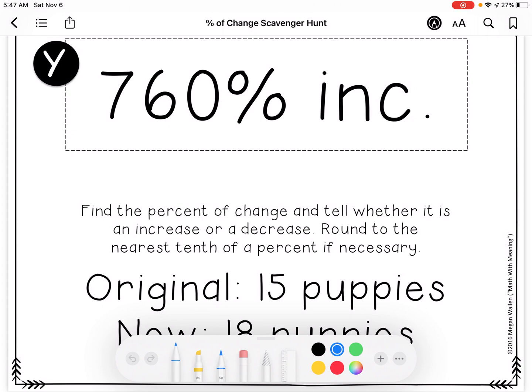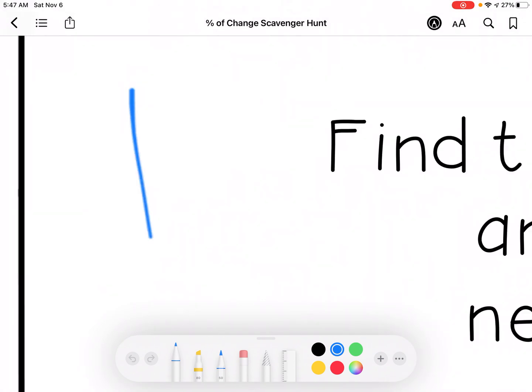We're doing percent of change. So percent of change is always the original and then the difference between the original and the new amount. So you set up your table just like you normally would.